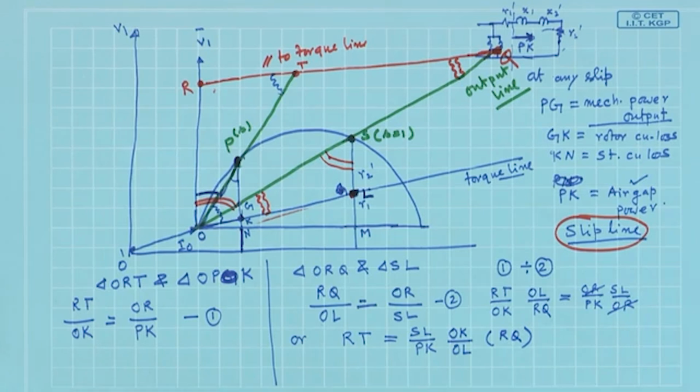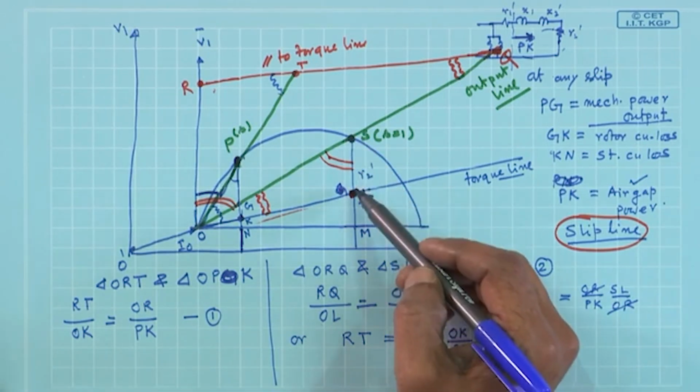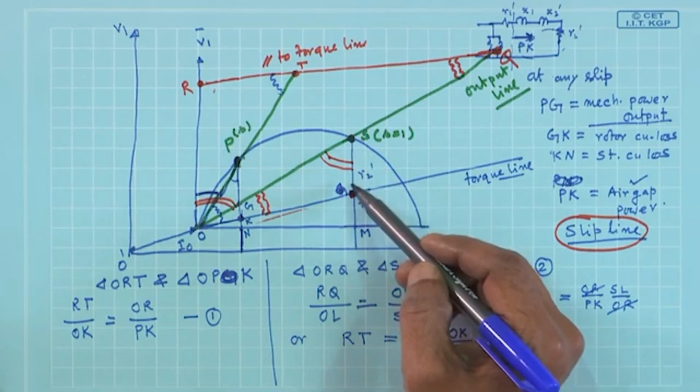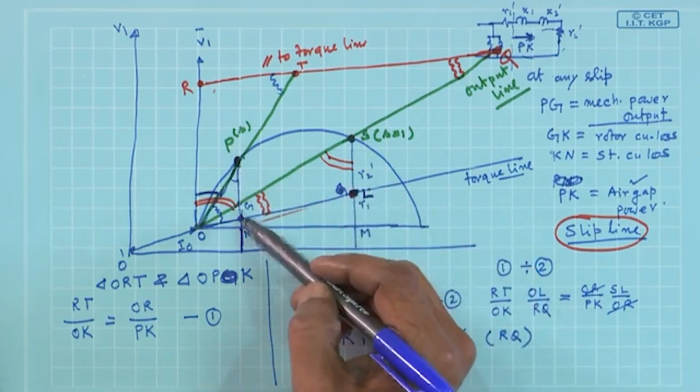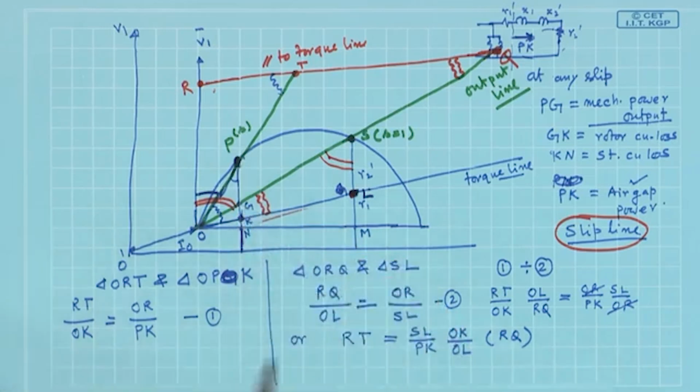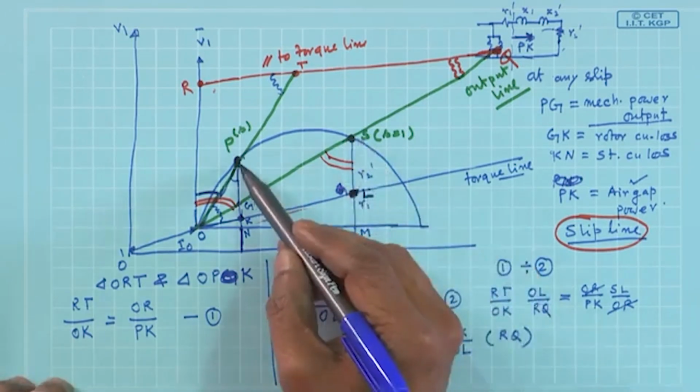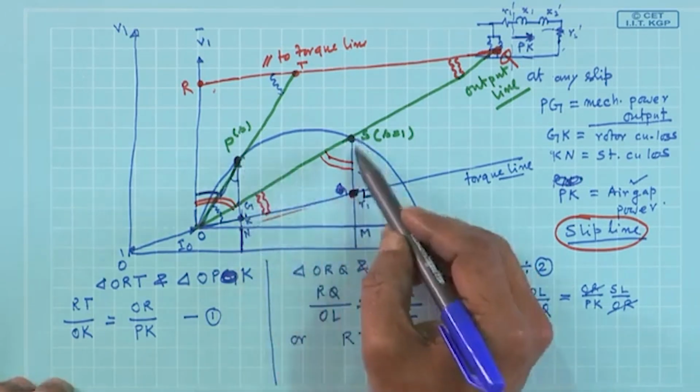Now, what is SL by PK? Is that clear? SL by PK is how much?